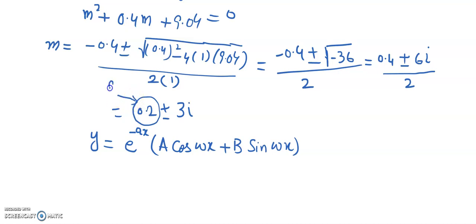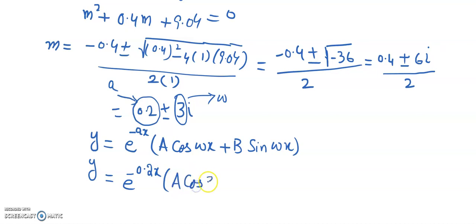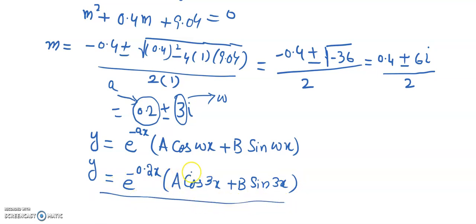This is a. And what is omega? Omega is this. So the solution is e power minus 0.2 x into a cos 3x plus b sine 3x. So in fact we can verify this solution by the substitution.